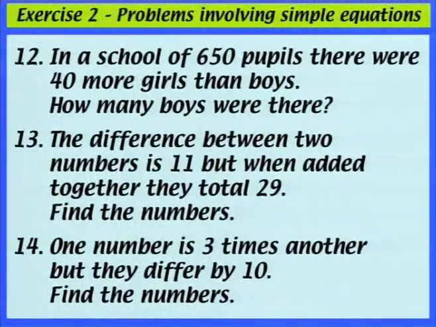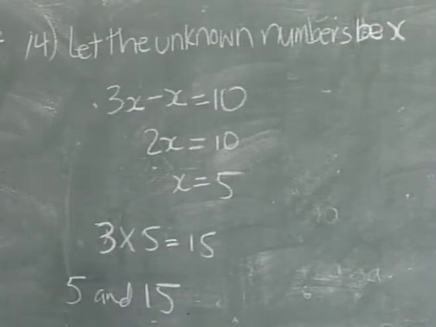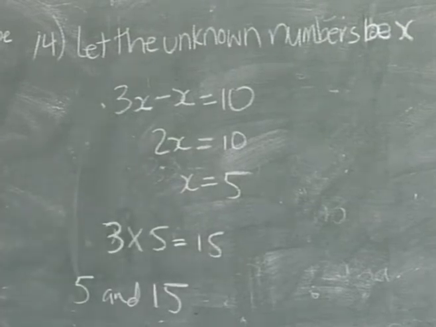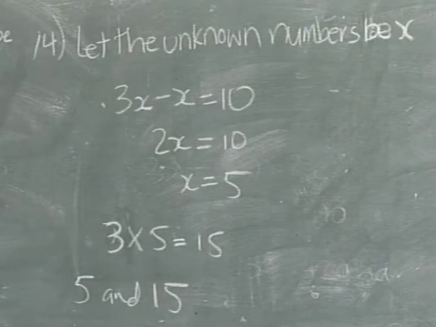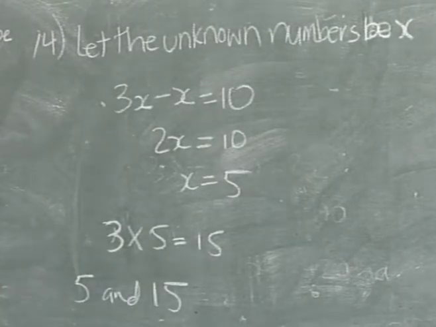Question 14 reads, one number is 3 times another, but they differ by 10. Find the numbers. We let the unknown numbers be x and the other 3x. So the equation is 3x minus x equals 10. You subtract x from 3x, you get 2x. Then you multiply the 5 by 3 to get 15, so the numbers are 5 and 15.